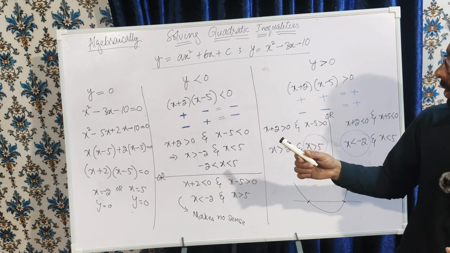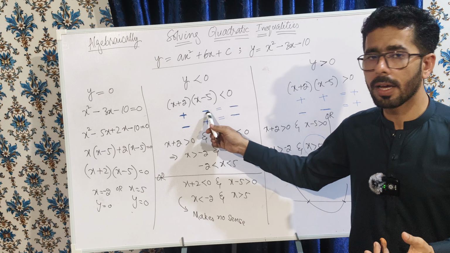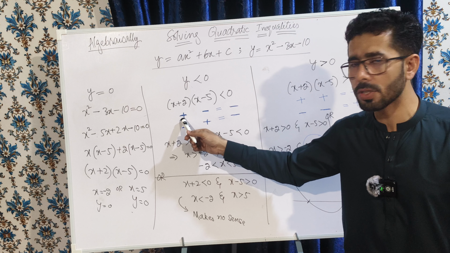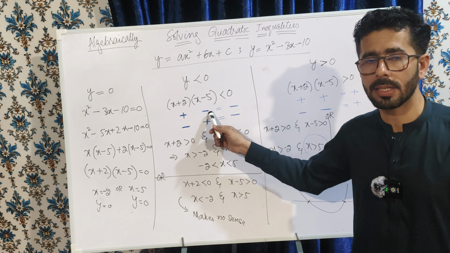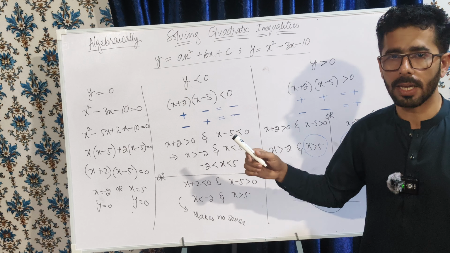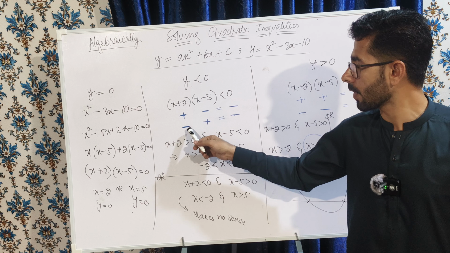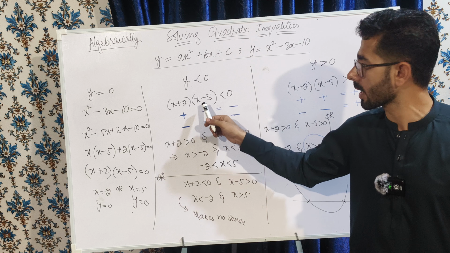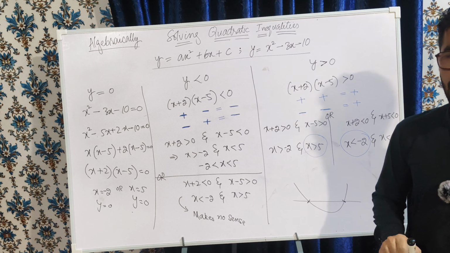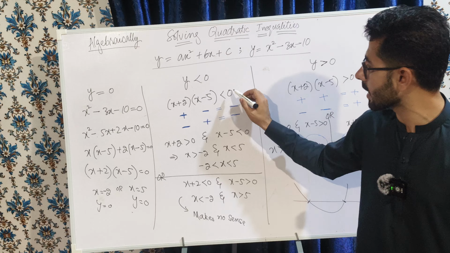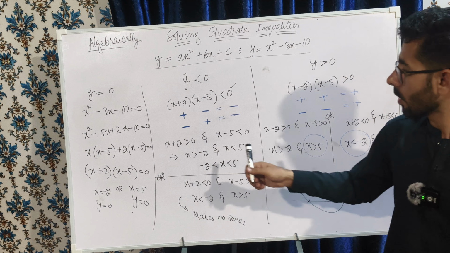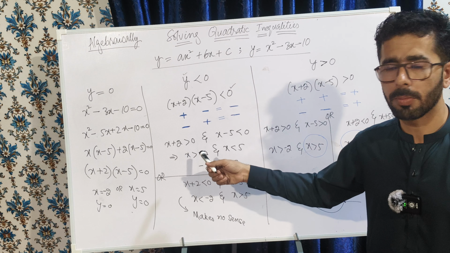So the possibility is that any one of these factors is negative. If we have the x plus 2 factor as positive and x minus 5 as negative, positive times negative will become negative. Or the second possibility would be that x plus 2 is negative and x minus 5 is positive. So negative times positive will again be negative because the overall result is less than 0. The overall y term is less than 0, right? So we take both of the cases one by one.